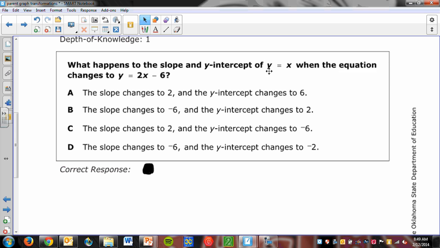What happens to the slope and y-intercept of y equals x when it turns to 2x minus 6? mx plus b, so it changes from 1 to 2, so the slope changes to 2, so b and d are out. And then the y-intercept becomes minus 6. So minus 6 and 2, so our answer would be C. And like I said, if they say how does the graph shift, this one, the graph would shift down 6 units. And it would also change in slope, but we'll get to that.